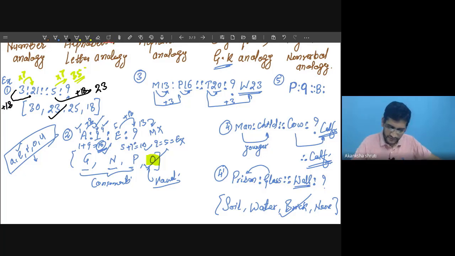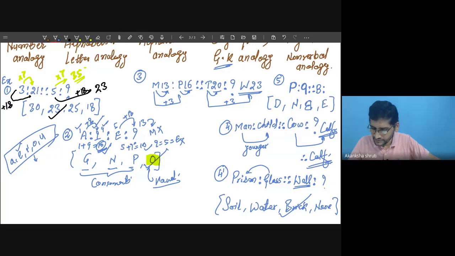Yes, student, tell me what is the relation that you can think. In such a case, mostly the options are given, so you have to think for the options. So let me write the options as D, N, or maybe something like this, or maybe E. So these are the options. So what is the possibility?